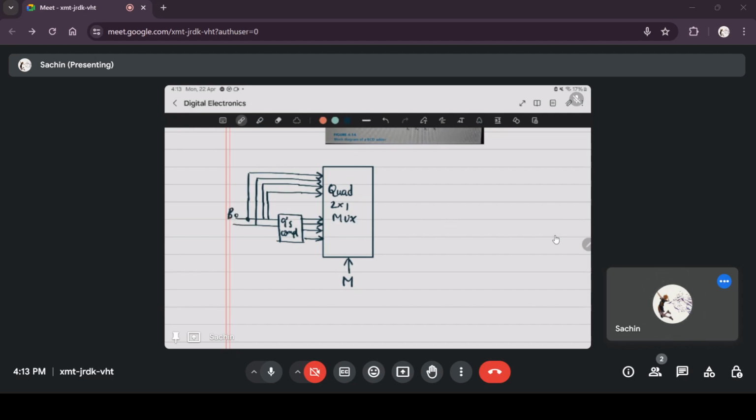B0, B1, B2, and B3. If you want to do addition, you select m is equal to 0. It will select the first 4 inputs, which are B0, B1, B2, B3 directly. If you want to do subtraction, you select m is equal to 1, which will select the next 4 inputs. The mux will select the next 4 inputs, which are the 9's complement of B0, B1, B2, B3.